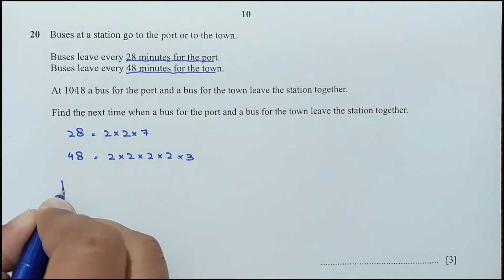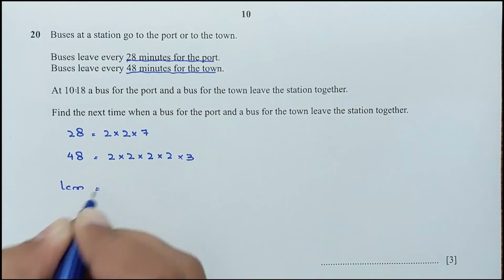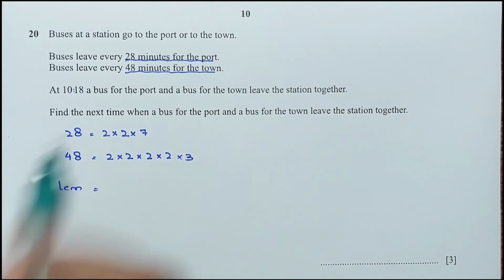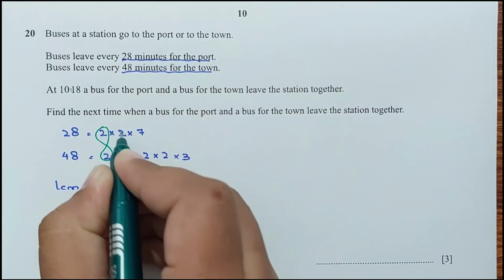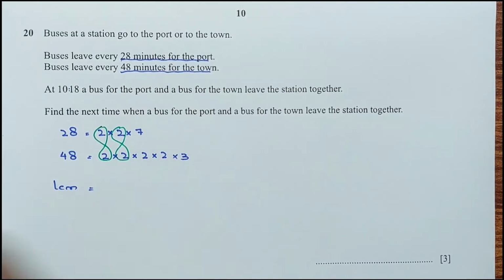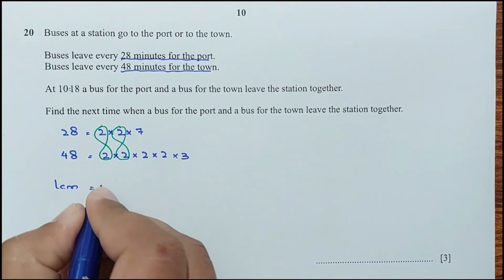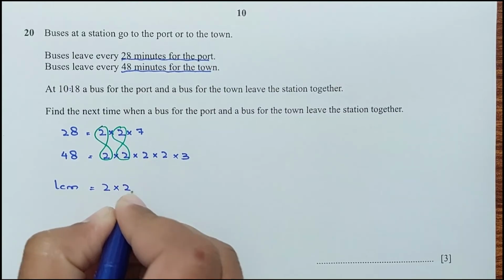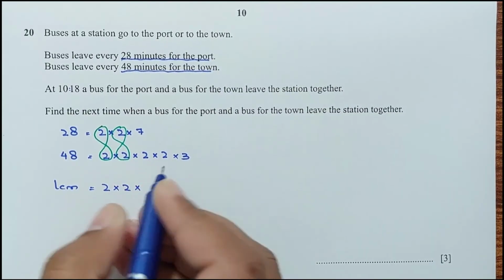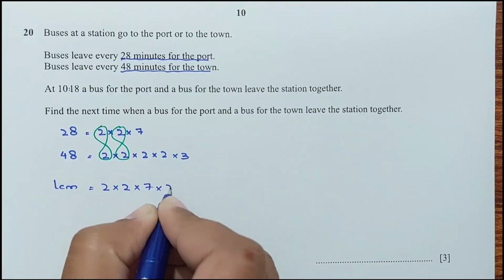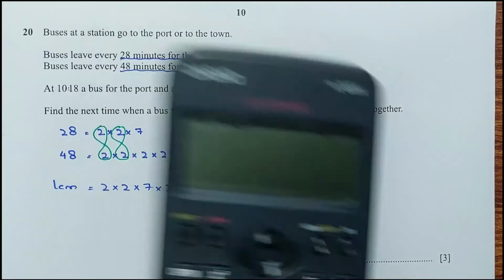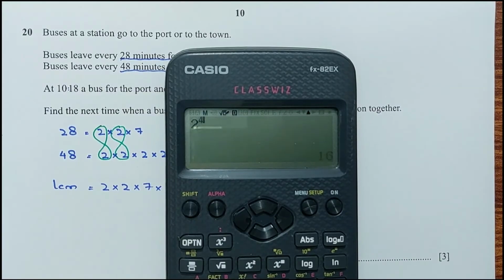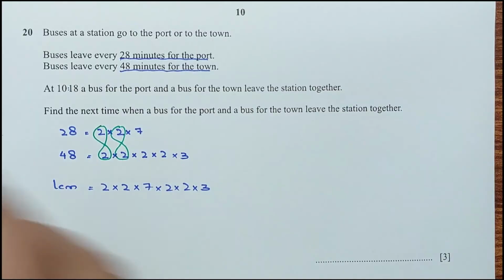Right. Now let me find the LCM of the two numbers. Pick the common factors first. So the common ones are 2 and 2. The rest of the uncommon ones are 7, 2, 2 and 3. So this is 2 to the power 4 times 3 times 7. This is 336.